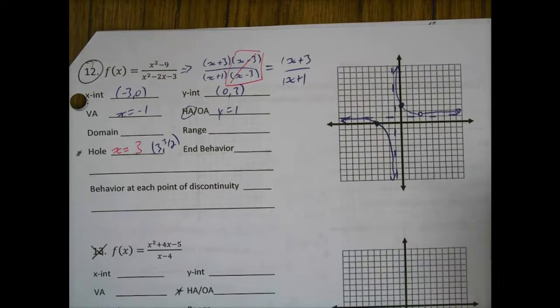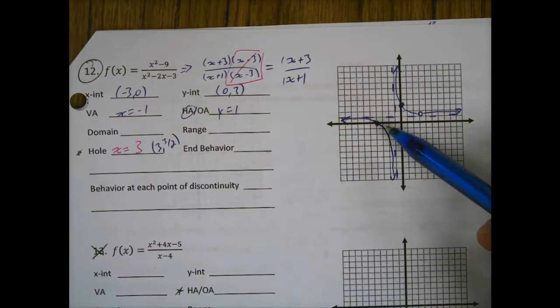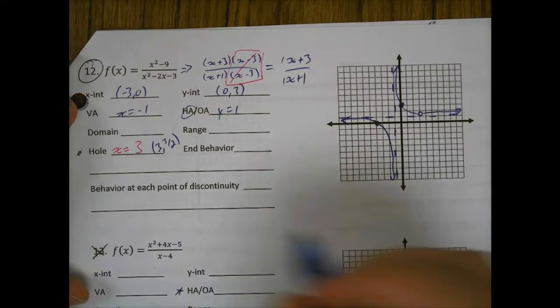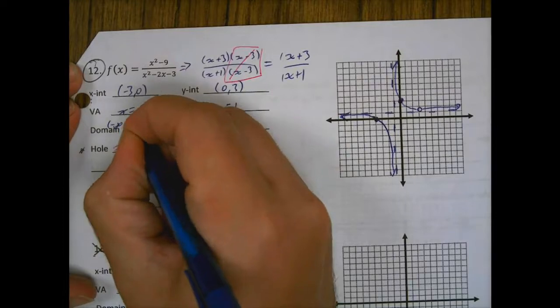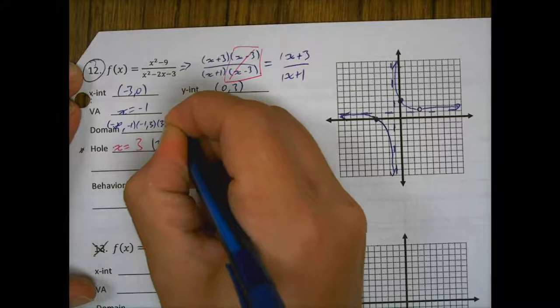Cool. All right, for your domain now, we have to include everything except for the x values we cannot have. So we cannot have -1. We also cannot have 3 because we have a hole there. So we're going to have kind of 3 parts to our domain. So -infinity to -1, and then between -1 and 3, and then from 3 to infinity.